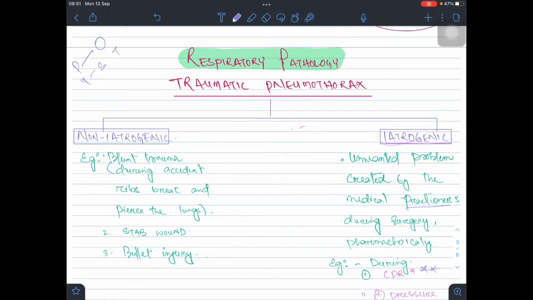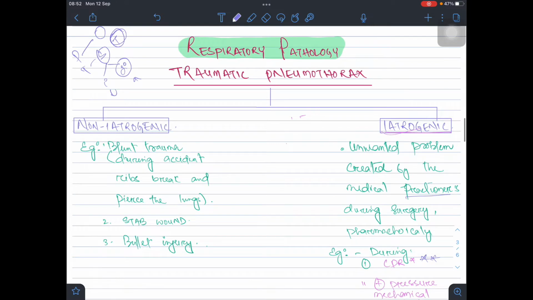and traumatic. Spontaneous are of two types, primary and secondary. In secondary, lung disease is involved. Here, no lung disease is involved. In the traumatic pneumothorax, which we'll be talking about today, from the word itself it is very clear that there will be some type of trauma involved. They are of two types.